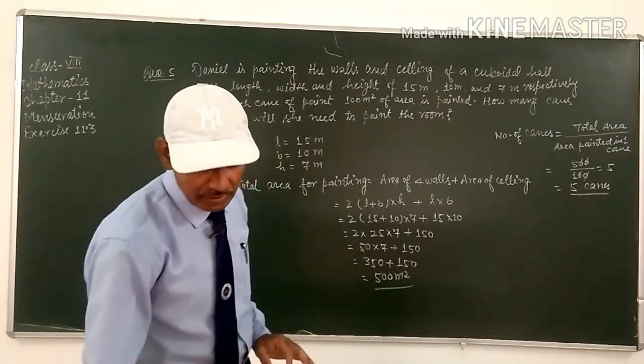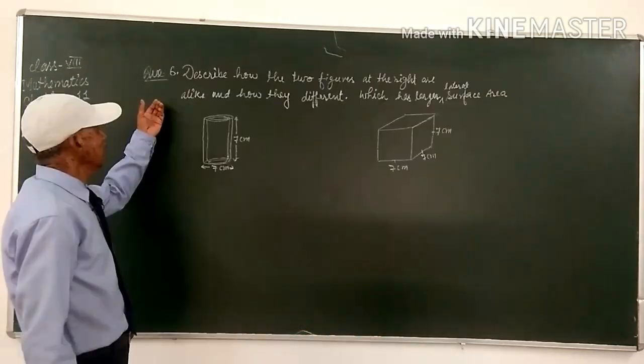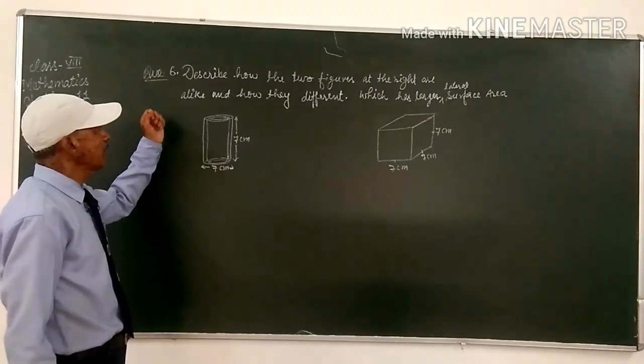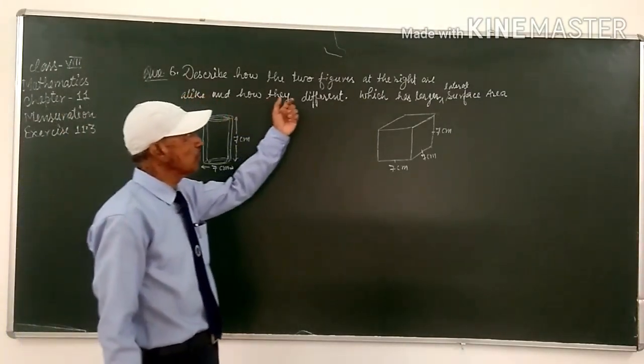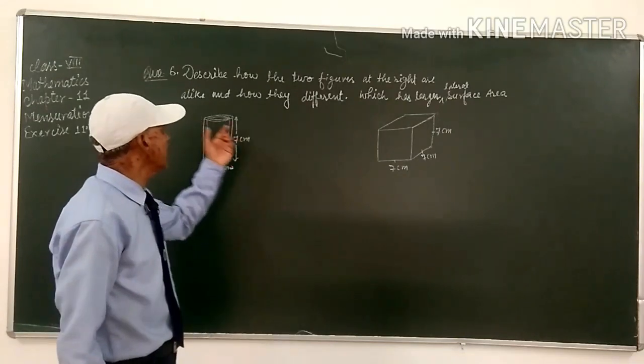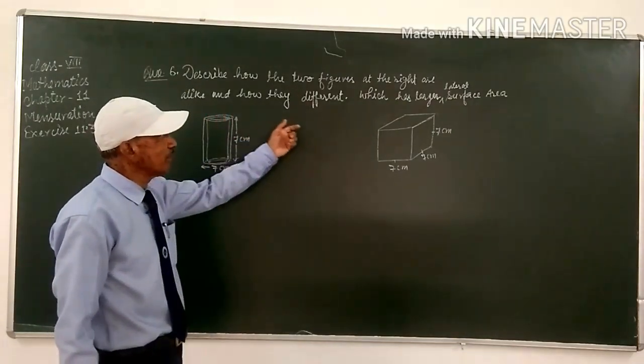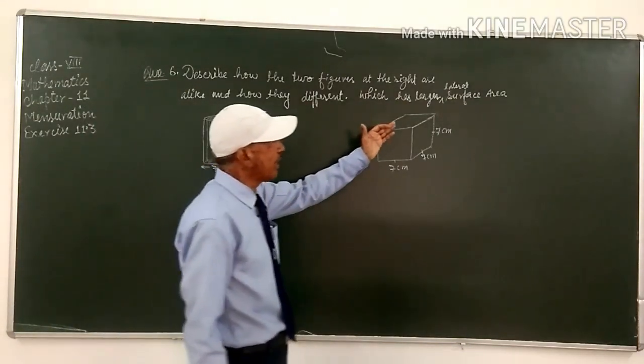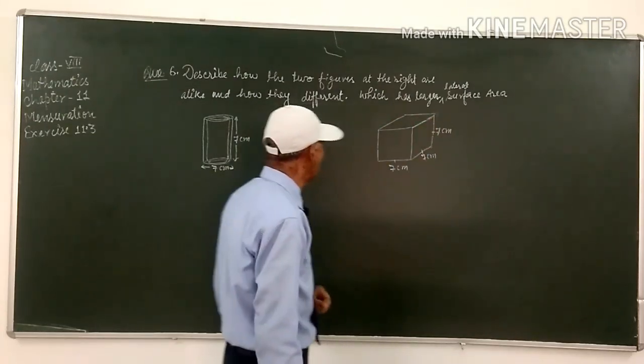Now we will solve question number 6. This is question number 6, and in this question, describe how the two figures at the right are alike and how they are different, and which has larger lateral surface area.